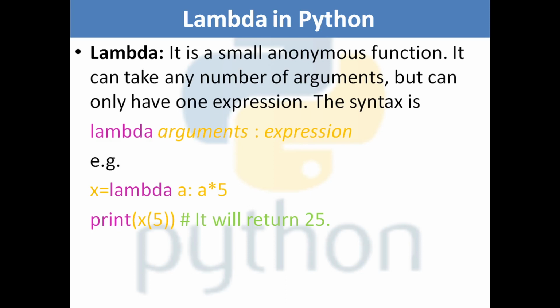So here x is equal to lambda a, this is the argument, and then this is the expression, so it is just multiplying a with 5. So let us take it in our IDE.